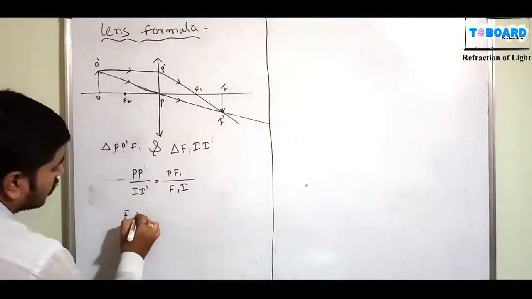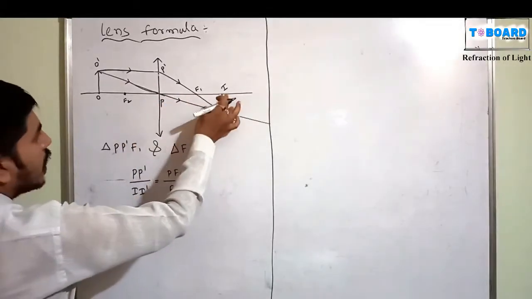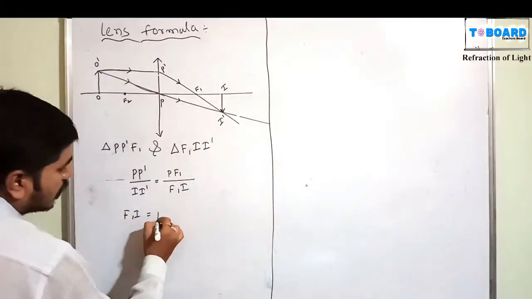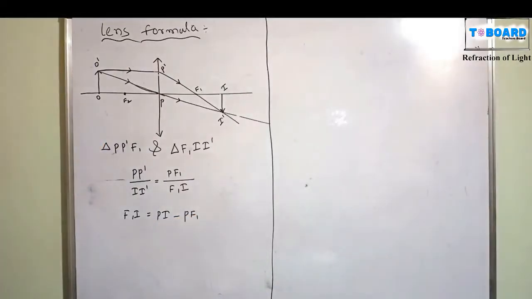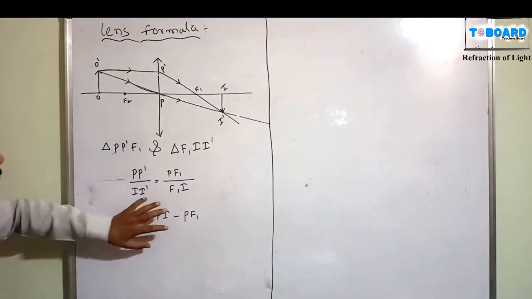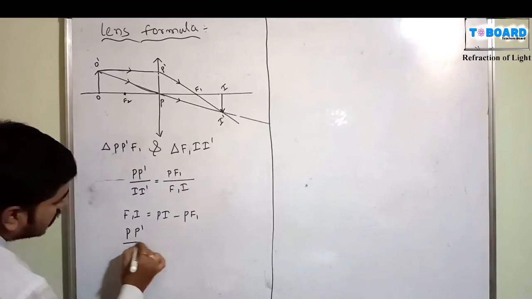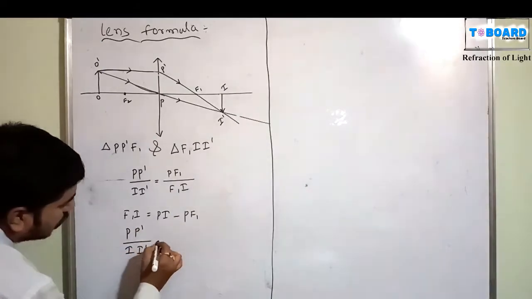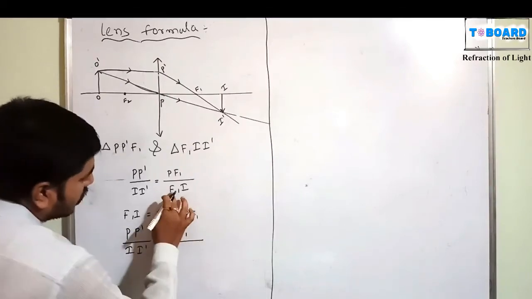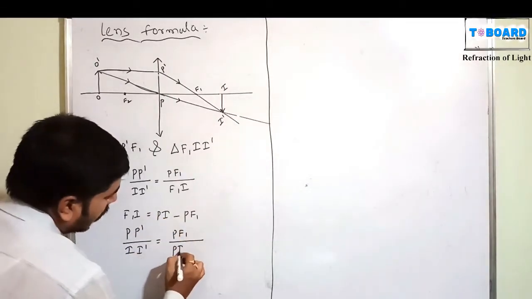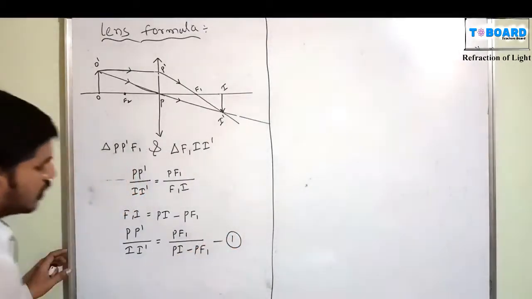Now I will write that F1 I is equal to Pi minus P F1. Definitely Pi minus P F1. So I want to expand this F1 I, and now I will substitute the value in the above equation. So P dash divided by I dash is equal to P F1 by F1 I, that is, Pi minus P F1. This is the first equation that we want.